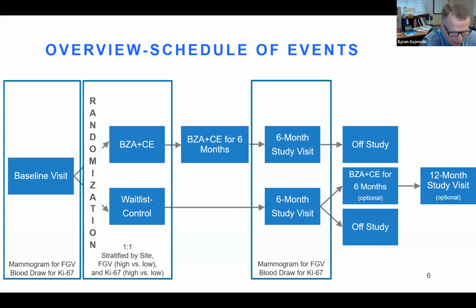So here I am in USA at University of Kansas Medical Center. We're a site. And then we also have some sites out in California, and we have some sites out in Massachusetts, and we have a site in Chicago, Illinois. So it's stratified by site, and then we're also stratified by baseline high versus low FGV, as well as high versus low Ki-67.